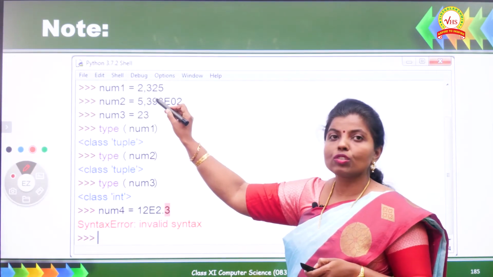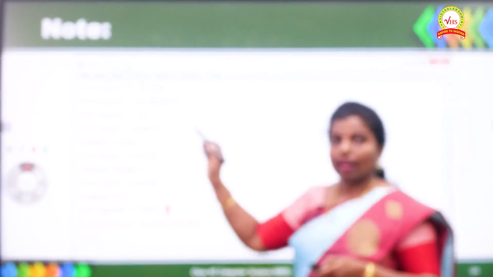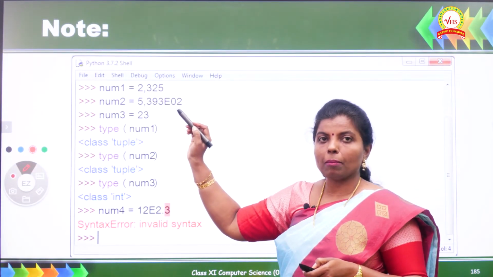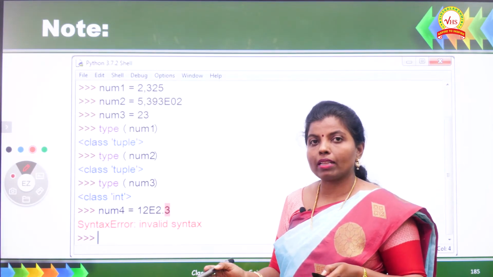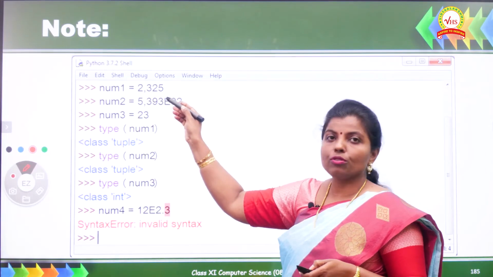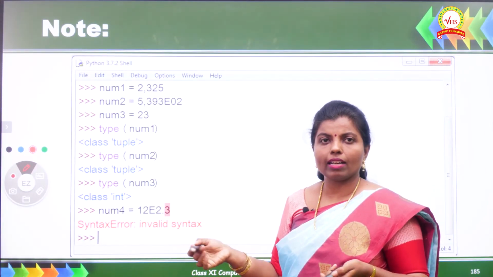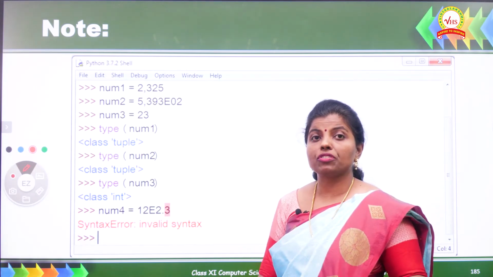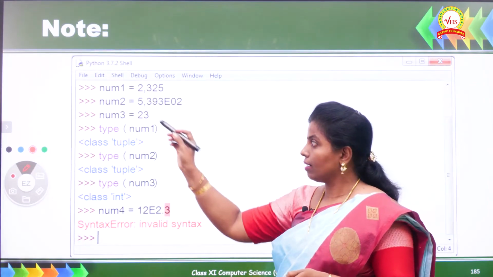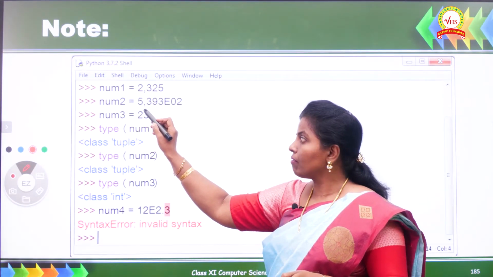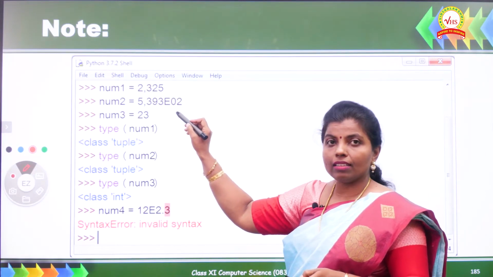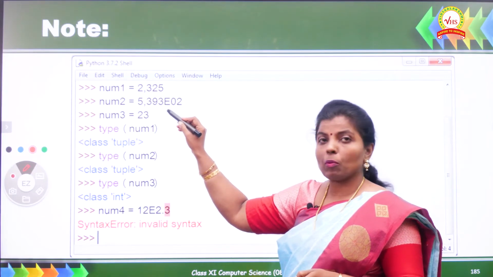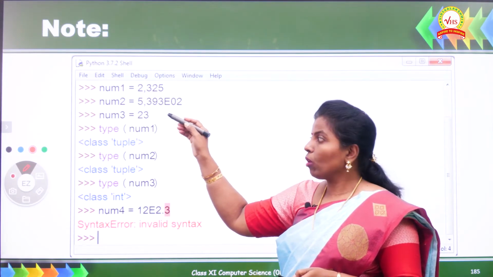Here num1 takes 2,3,2,5, and I said when there is a comma, an error will not be given, but it will not be treated as a number. In normal mathematics, when we give 2,3,2,5, it is treated as a number. But here it will not be treated as a number, it will be treated as a tuple. Let us see how. And also num2 I have represented as 5,393E02. I have considered this as a floating point number in an exponent form. But what happens, let us see.